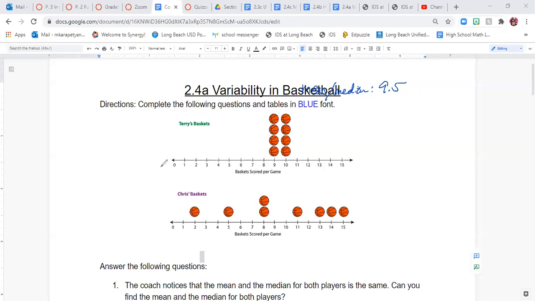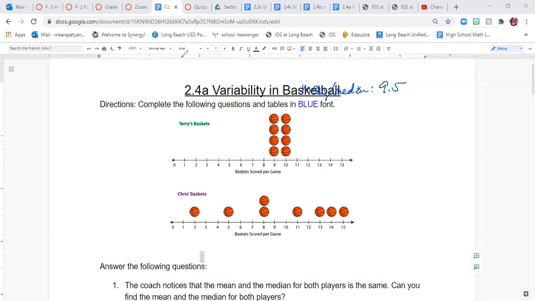Sarai, you want to add on? I agree with Dallas. I said the same thing as her, they pretty much got the same score in total at the end, but Terry was more consistent, and Chris got different scores each game. Okay, all right. Thank you, Sarai. So you guys kind of answered 2 questions in one. Look at you being all sneaky. You guys answered 2 questions in one, which is cool.